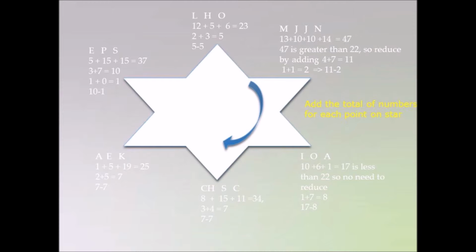I want to give you an example of something that's slightly different, but it's still using the same principles. Go to the bottom left where we have A, E, and K. Okay? Now, the numbers are 1, 5, and 19. The total being 25. That's above 22. What do we do? You know it by now. You add the digits. 2 plus 5 is 7. So the left-hand number of the pair is 7.